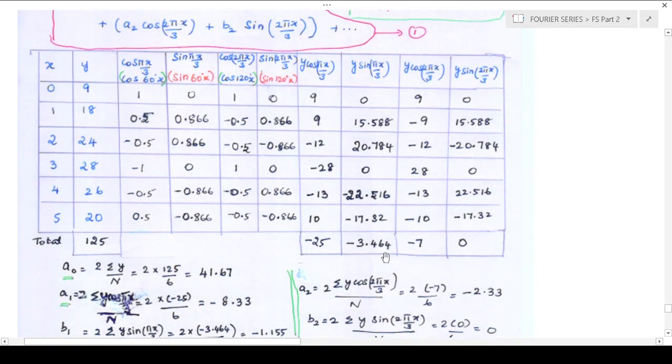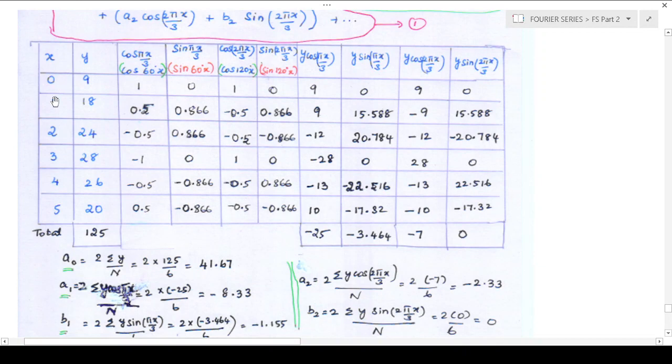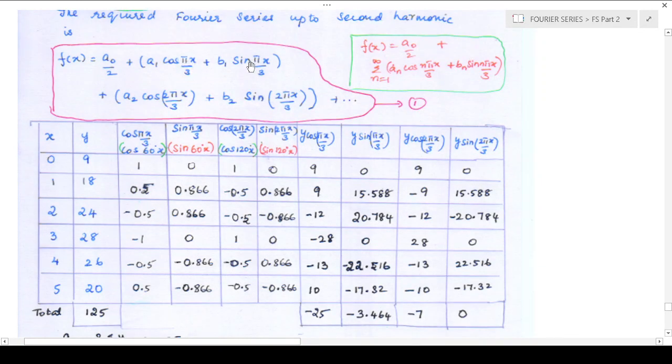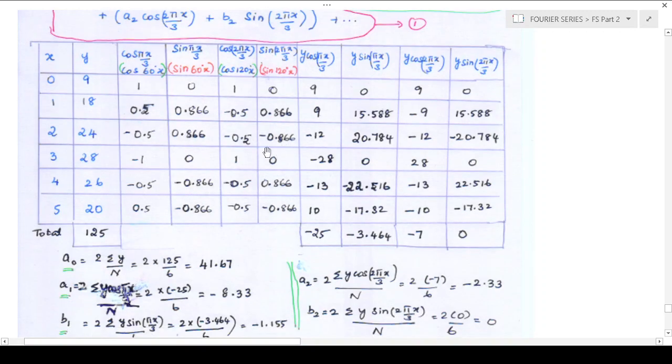So now what you can do is you write x values, right? You write y values. Now cos pi x by 3, sin pi x by 3 you need. Write it. Cos 2 pi x by 3, sin 2 pi x by 3. You write it. Now pi by 3 is 60 degree. Again 2 pi by 3 is 120 degrees. So 60 degree into x. Here 120 degree into x. What you can do is keep your calculator in degree mode. So when x is 0, cos 0 is 1. Sin 0 is 0. Likewise it goes on.